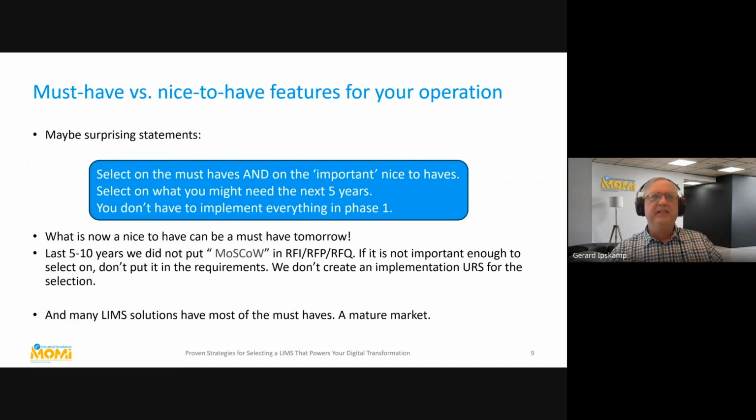And last but not least, many solutions in the market have most of the must-haves. You will see if you take 5 LIMS vendors and you go through the must-haves, then it's a mature market. Most will say yes on all or most of these requirements. So you don't have to ask for everything. You try to focus on really the nitty-gritty differences that you in your laboratory need and do differently than maybe others.